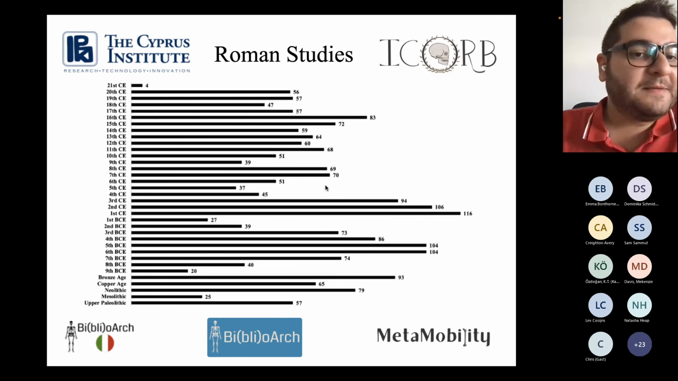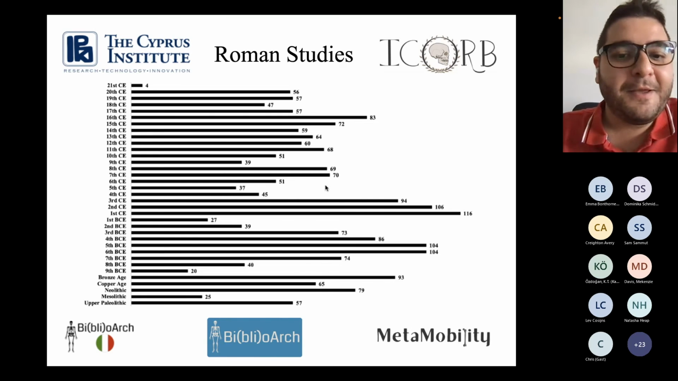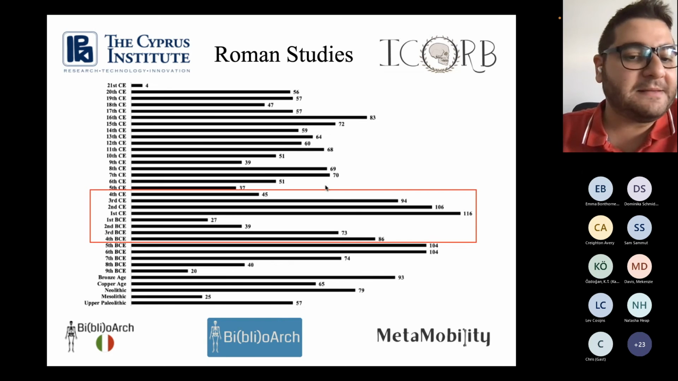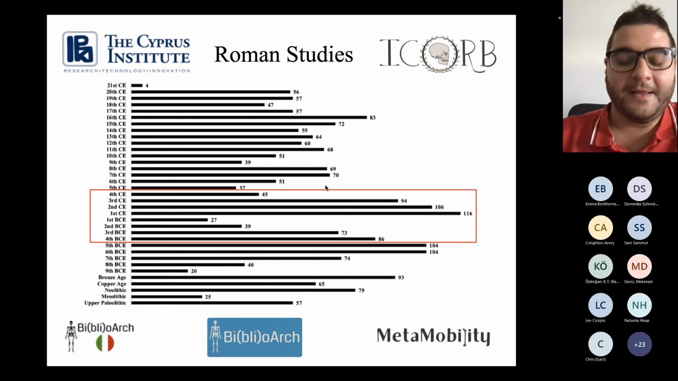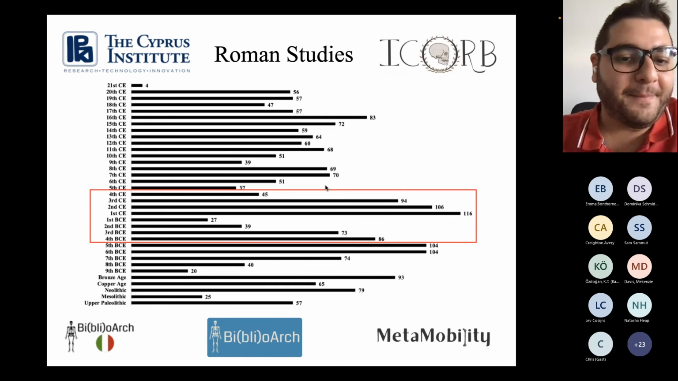Now, if we look at the studies per chronology or per centuries from the Iron Age, what we see, and there's no surprise in it, is that this is the most studied period, especially the first 3 centuries CE, which is a central part of the Roman Empire, the Roman period.